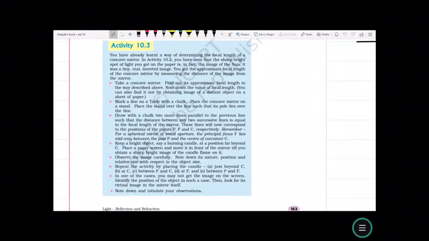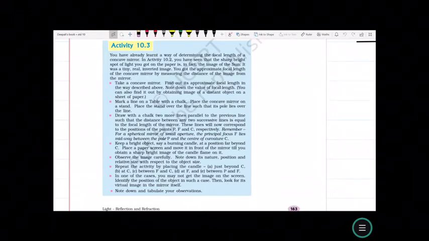Now, we have already learnt the way to determine the focal length of a concave mirror in Activity 10.2. We understood how we get a sharp, bright spot of light on the paper, in fact the image of the sun, a tiny real inverted image. You got the approximate focal length of the concave mirror by measuring the distance of the image from the mirror.